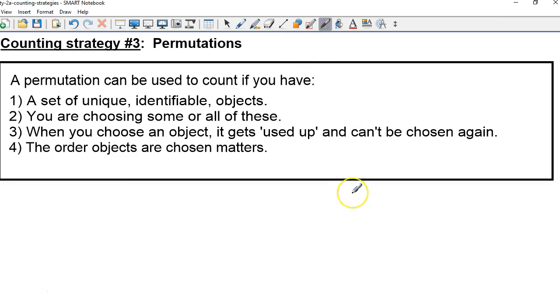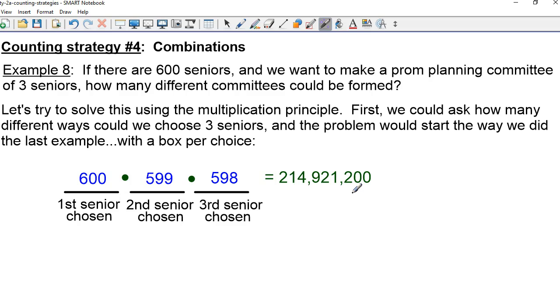Okay, so a permutation can be used to count if you have a unique set of items and they're all identifiable, like they're distinguishable from each other. You're choosing some or all of these, and when you choose an object, it gets used up and can't be chosen again, and the order of the objects matters.